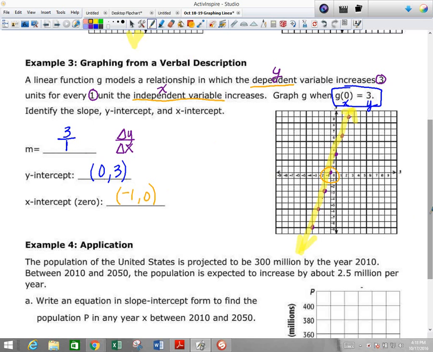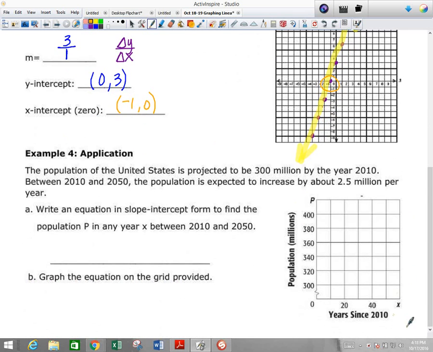All right, last problem is an application problem, meaning a real world situation. Okay. It says the population of the United States is projected to be 300 million by the year 2010. Between 2010 and 2050, the population is expected to increase by 2.5 million per year. Write an equation in slope-intercept form to find the population P in any year X between 2010 and 2050.